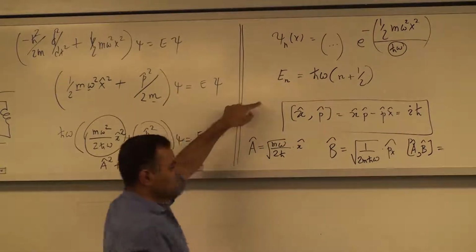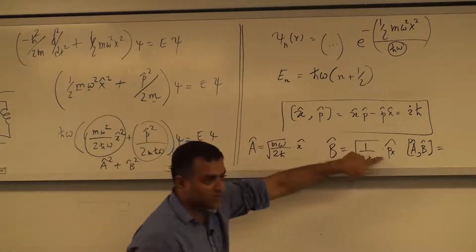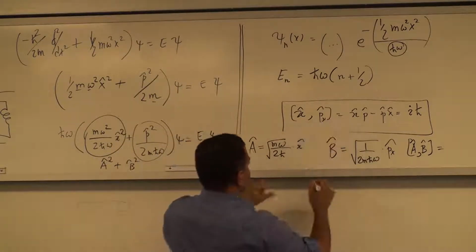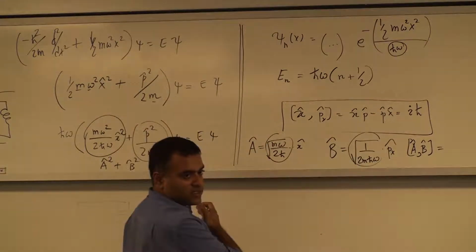You see, I don't really have to do much, right? Because I already know the x and px commutator. All the stuff sitting in front are constants. They can just be pulled out of the commutator. It doesn't matter at all.